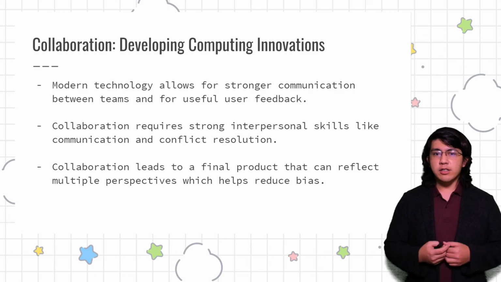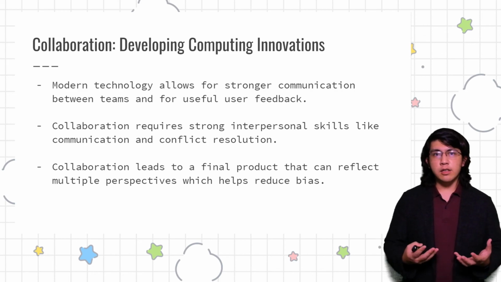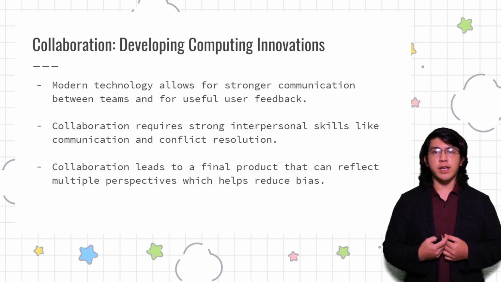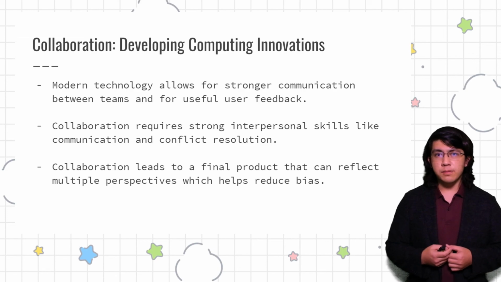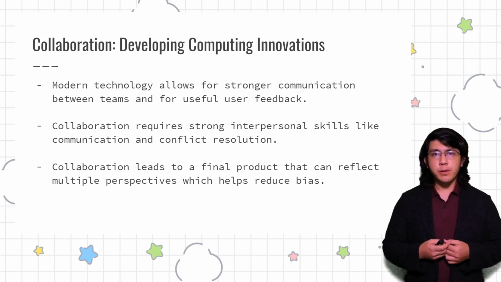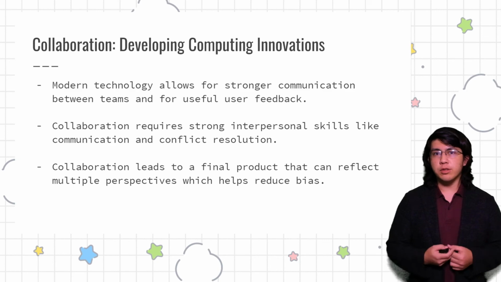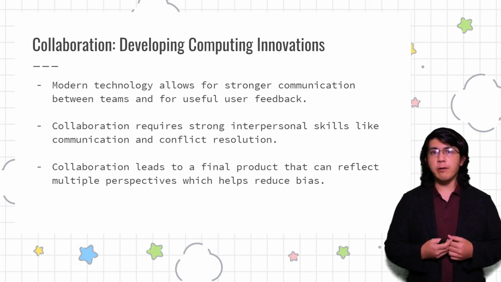Now, to collaborate, it's going to require some strong interpersonal skills. You need to be able to effectively communicate your ideas, be able to effectively communicate what's going on in your code, and you need a strategy for conflict resolution. You might not always agree with other people on your team as to what your program should do, and you need to have a strategy for how you'll address that and the compromises you'll make.